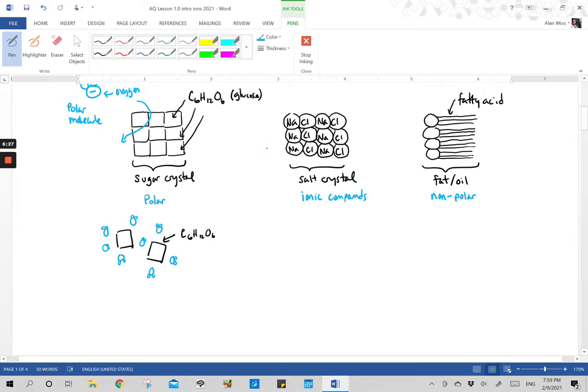So since water surrounds each glucose molecule, glucose is dissolved in water.